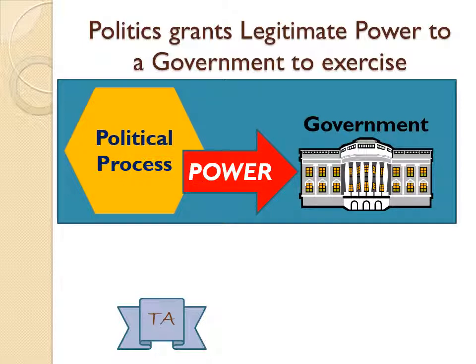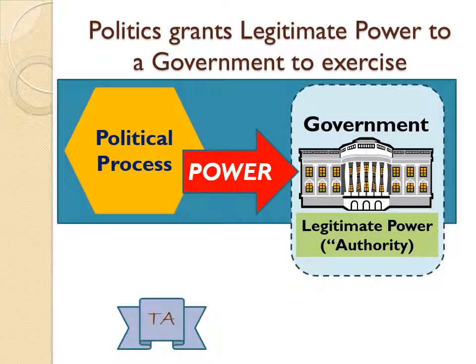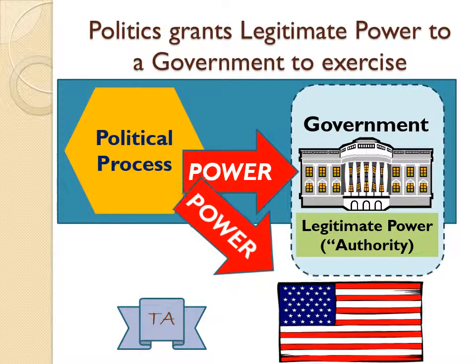For example, we have the political process, and that gives power to a government. When the political process gives power to the government, then that government is seen as a legitimate power. It's seen as having what we call authority. Right now, our political process is giving power to the United States of America government, and so we recognize that government as having legitimate power, or having that authority which we see.